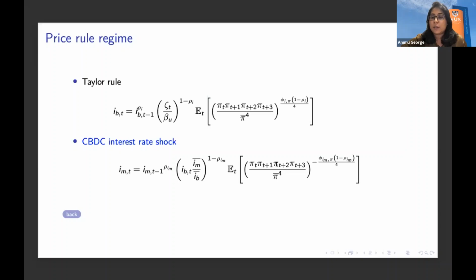Now, suppose the central bank wants to manage the exchange rate, and they use the interest rate on bonds to do so. So this would be the nominal depreciation of the exchange rate, and the bond interest rate reacts to this nominal depreciation as well, which is determined by the coefficient here, phi I delta E. And the central bank wants to have an expansionary monetary policy, so there is a shock to the CBDC interest rate, a positive shock.